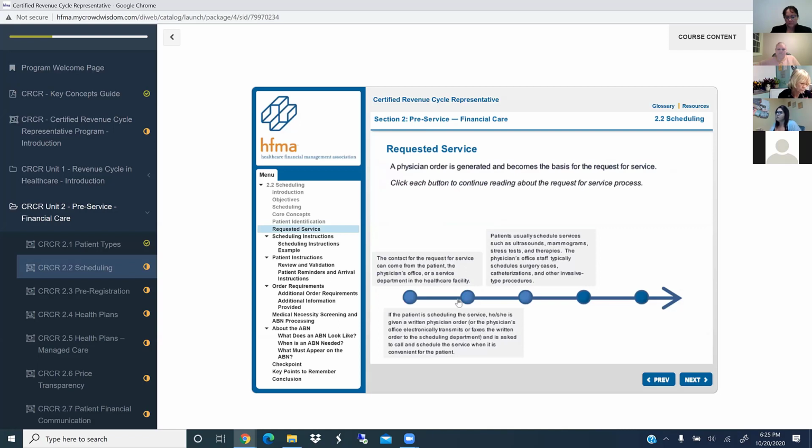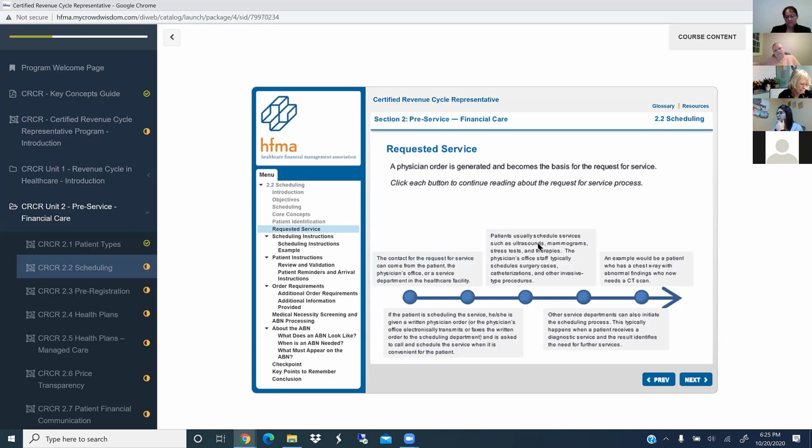If the patient is scheduling the service, he or she is given a written physician order, or the physician's office electronically transmits or faxes the written order to the scheduling department, and they're asked to call and schedule the service when it's convenient for the patient. The patient usually schedules services such as ultrasounds, mammograms, stress tests, therapies. The physician's office staff typically schedule surgery cases, catheterizations, and other invasive type procedures.